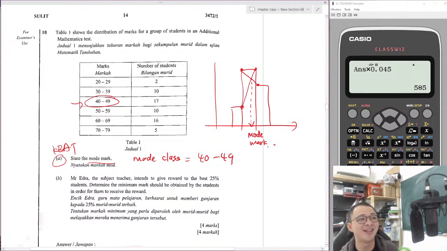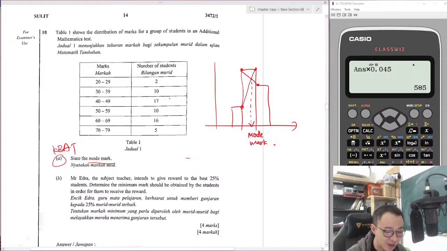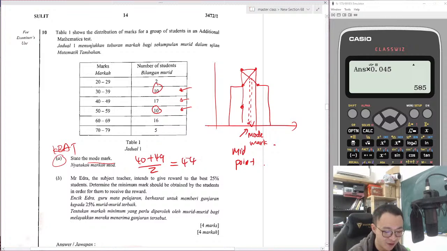But over here you don't have any histogram, you only have a table. I wondered for quite a while how to find it, but then I found out something interesting. I know this one will be the highest frequency, and I realized that if I draw the histogram, both bars beside my 40 to 49 have the same number. Same number means, imagine both of these have the same height, then the way I connect will be slightly different. I connect like this, so I know my mode here will be my midpoint. Therefore this mark is 40 plus 49 divided by 2, which is 44.5.